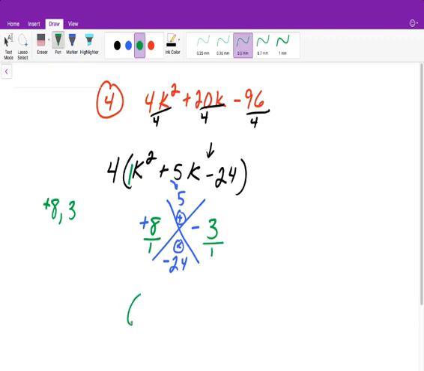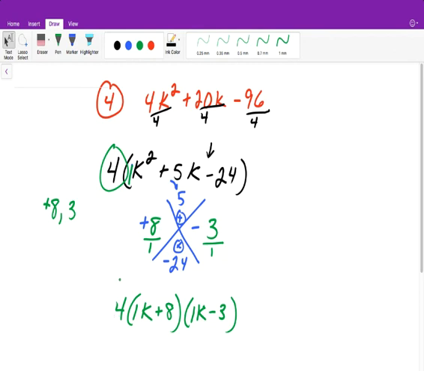So then we start from the bottom. So it's 1k plus 8. And then we start from the bottom. So it's 1k minus 3. And then this 4 is going to drop down. Remember, you can't forget about the 4.